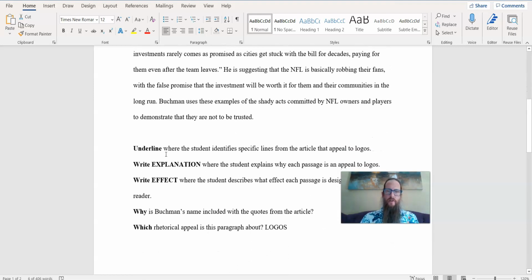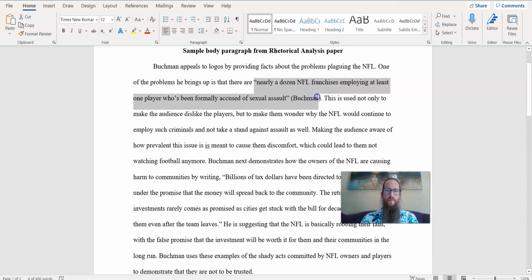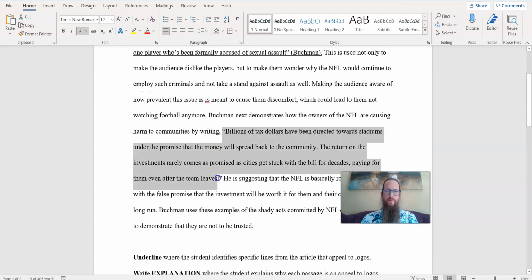Underline where the student identifies specific lines from the article. How can we tell where he or she is identifying specific lines? It's where quotation marks are used.